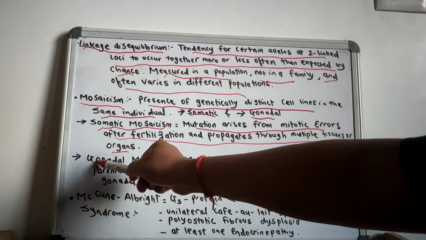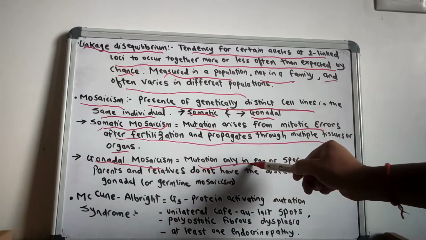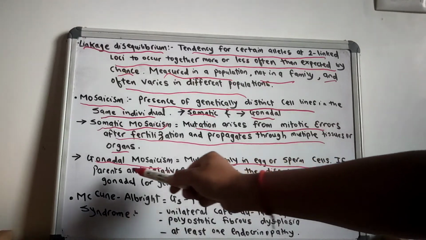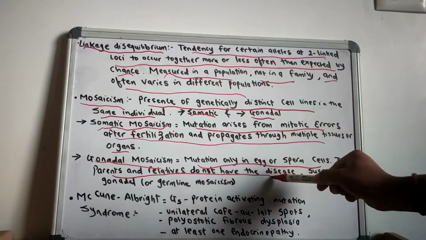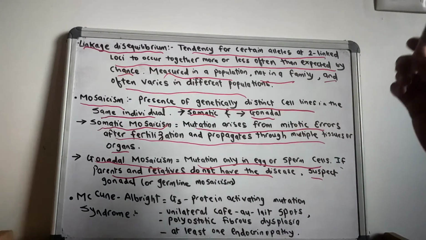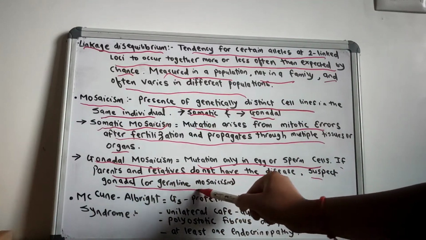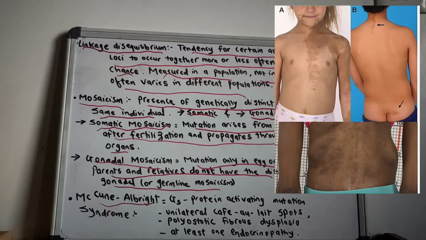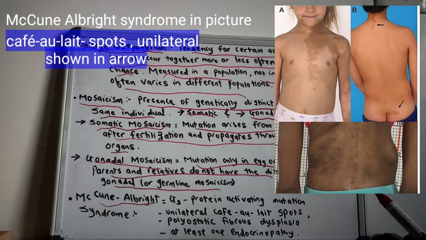It means there is direct visualization of the mutation in the physical form. Whereas in gonadal mosaicism, the mutation only occurs in the eggs or sperm cells. If the parents and the relatives do not have the disease, then we suspect that he or she has gonadal or germline mosaicism. The parents don't have the disease and it is not manifested in the physical form, so he or she could have germline mosaicism.